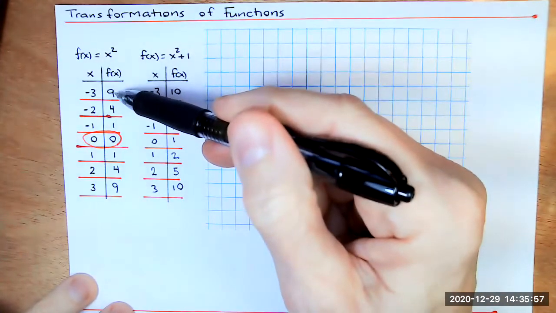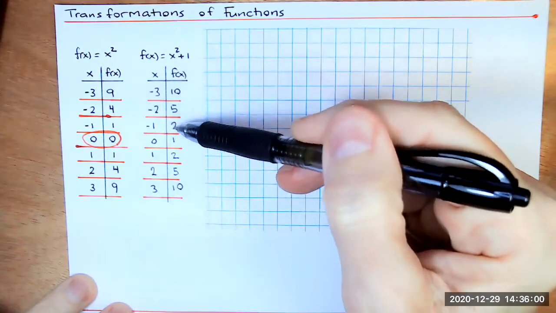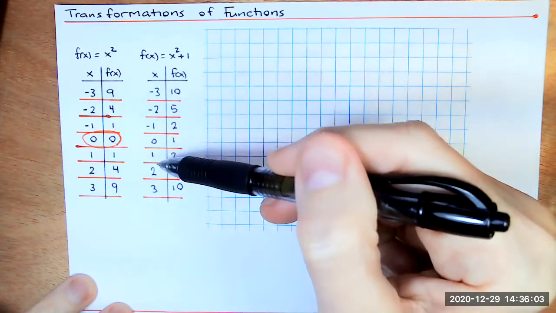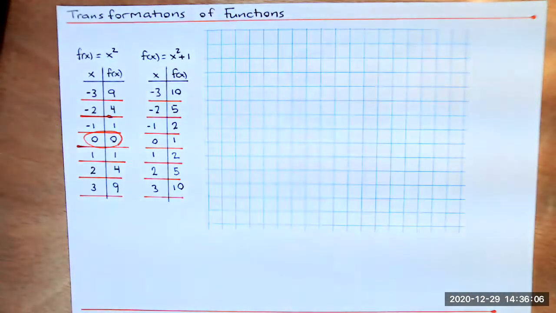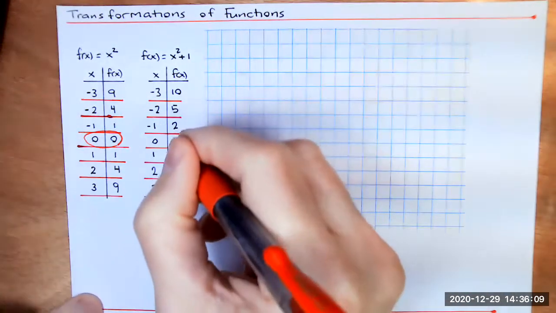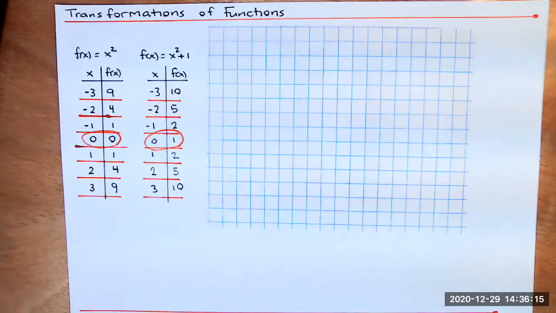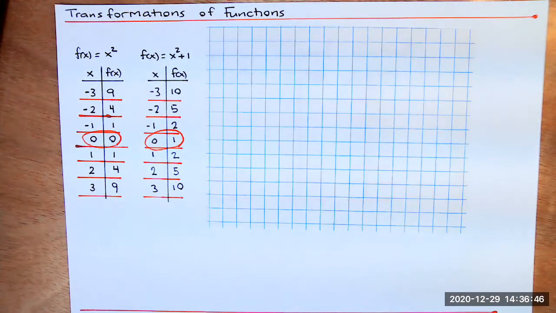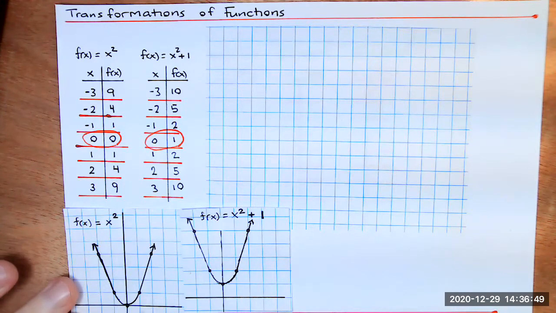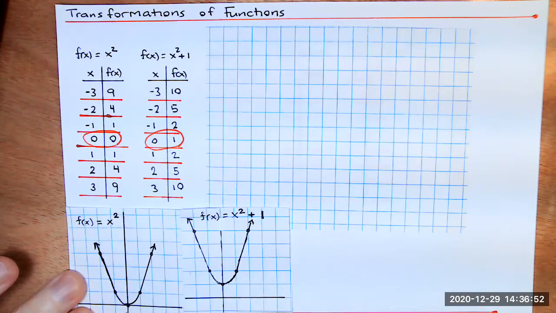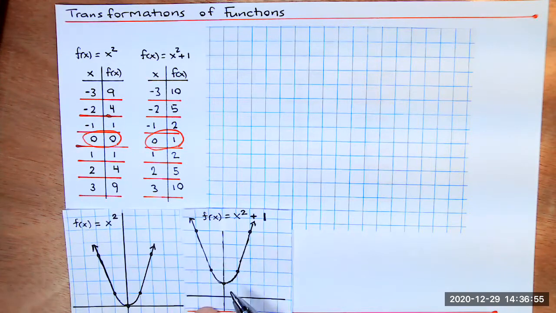So if you look at the values of y and compare, you can see that the graph will have the exact same shape, only the y values have increased by 1. And the vertex will be at 0, 1. Let's look at the two graphs next to each other. The graph of f of x equals x squared plus 1 has the exact same shape as f of x equals x squared, only the graph has shifted up by 1. All right, let's look at another one.